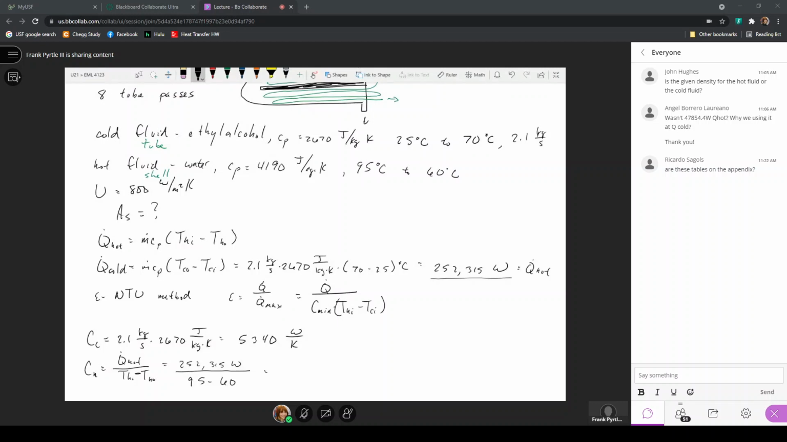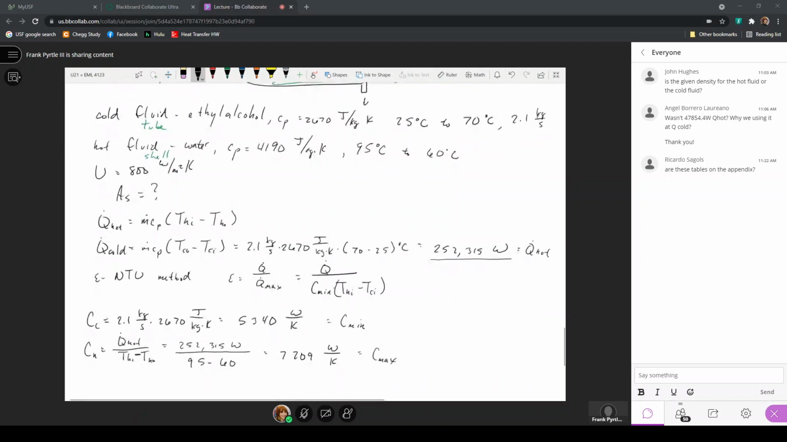So that quantity of 252,315 divided here by 35 degrees is 7,209 watts per Kelvin. So the capacity rate of the cold fluid is the lower of the two. This expression would be my minimum capacity rate, and this will be my maximum capacity rate, as we're just comparing the two quantities that are the capacity rates.